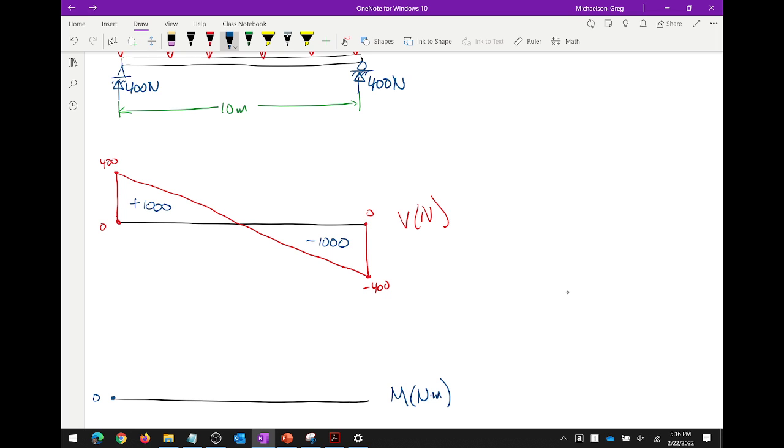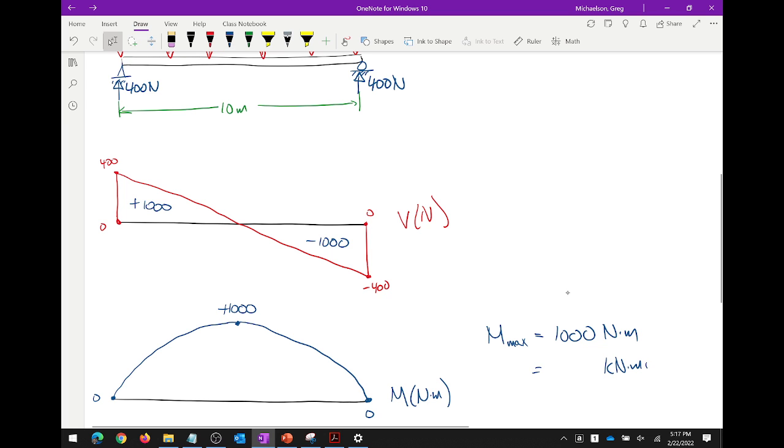So we start at 0, up a lot to a little, down to 0, right? So M max is 1,000 Newton meters, but how many kilonewton millimeters is that? So it doesn't matter, all right?